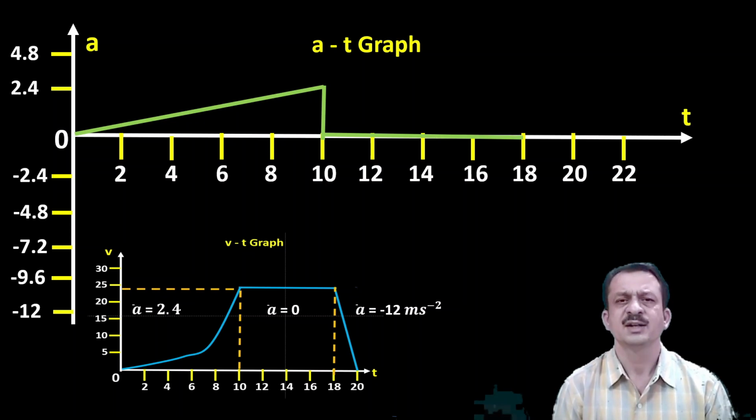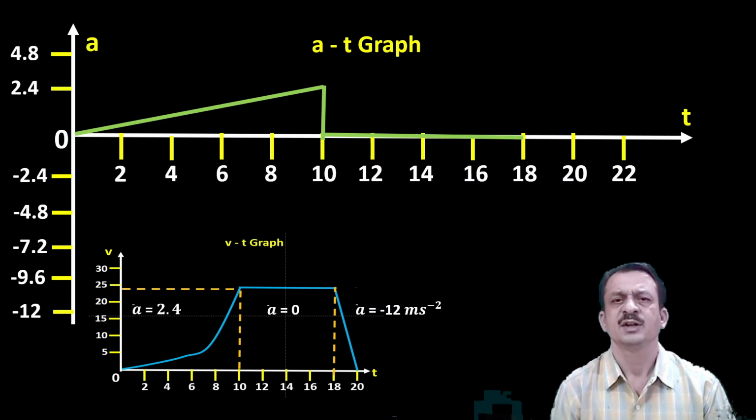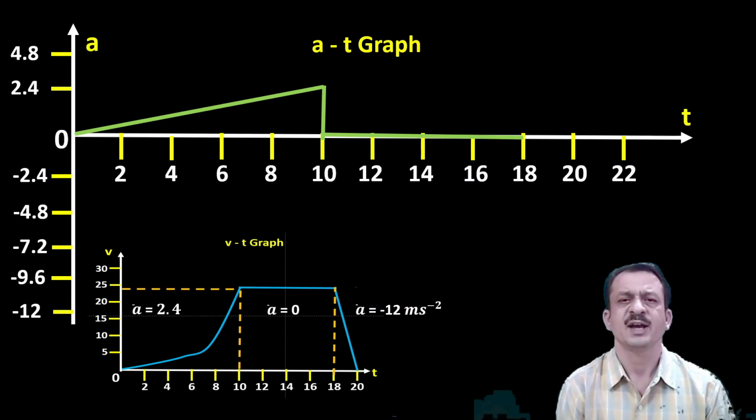In the third time interval, that is 18 seconds to the 20th second, what is the acceleration? It is minus 12. What is the meaning of minus 12? It is in the downward direction. Exactly at the 18th second, acceleration becomes minus 12. Therefore, we have to draw a vertical green line here.